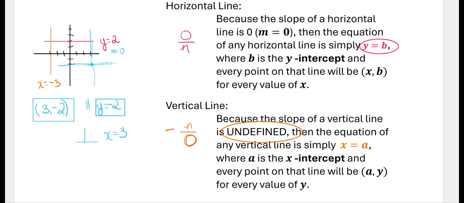I can't just make it up randomly. I have got to use the point I was given. The point I was given was (3, -2). A line parallel to any horizontal line through this point would be at y equals -2, and a line perpendicular to any horizontal line at this point would be a vertical line, and vertical lines are always going to be in the form of x equals some number, and in this case it's 3 because it has to pass through that point.